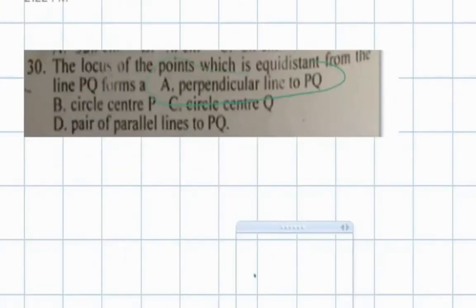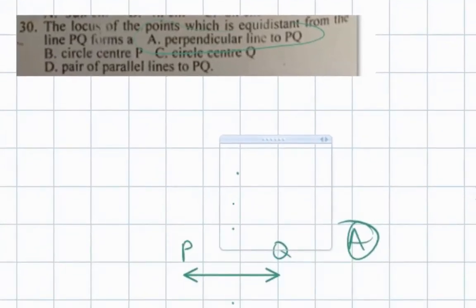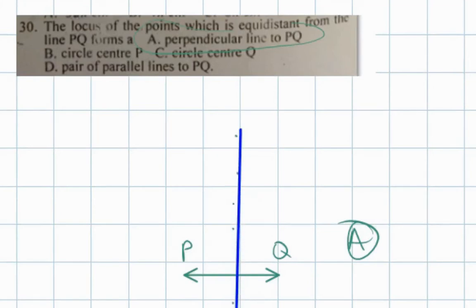Question 30 says the locus of the points which is equidistant from the line PQ forms A. And so I drew a simple diagram to illustrate the point here. So the line PQ is here, and they want the locus of the points that's equidistant from this line. Well, that would be a perpendicular line to PQ. And I'll even try to draw a line that's perpendicular here. It's not very well drawn, but you can imagine.